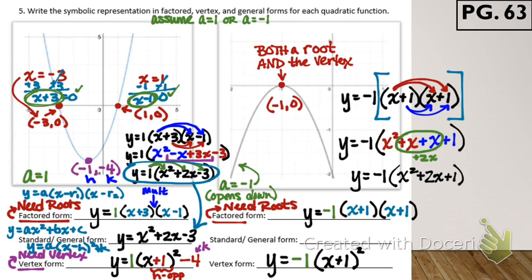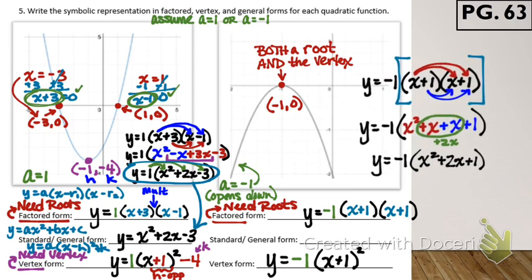The last thing I need to do here is to distribute. Will that make a difference this time? Last time it didn't. Yes, this time it will. So I'm going to take this negative 1. He gets distributed. That makes everybody negative. So I have y equals negative x squared minus 2x minus 1. Awesome, awesome, awesome.